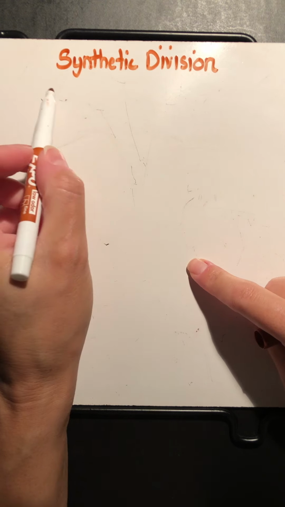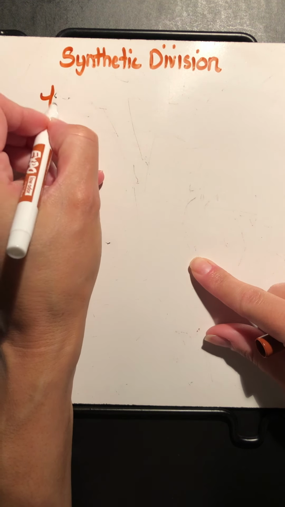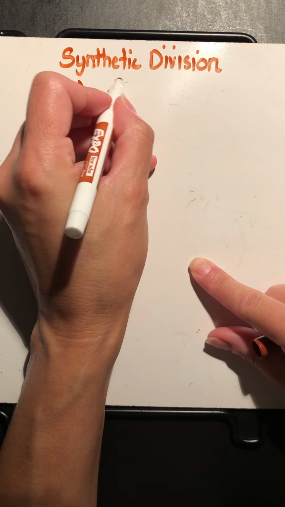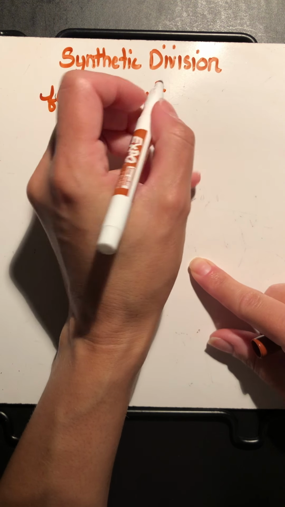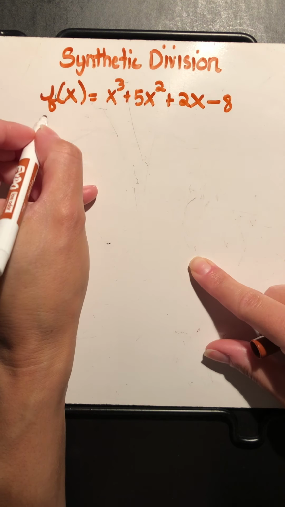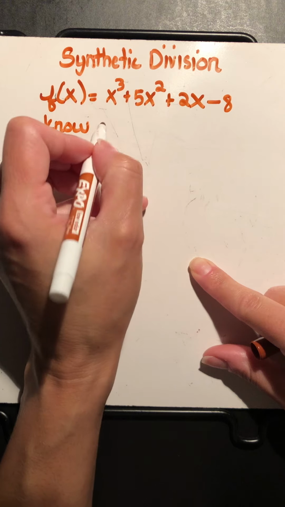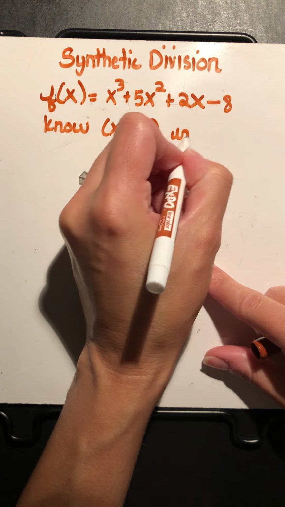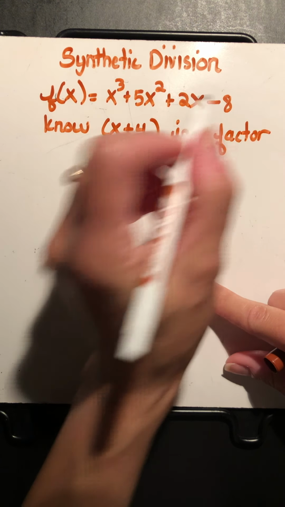So let's talk about the uses of synthetic division and when it's helpful. Let's say I had a polynomial f of x equal to x to the third plus 5x squared plus 2x minus 8. And let's say that we know that x plus 4 is a factor of the polynomial.